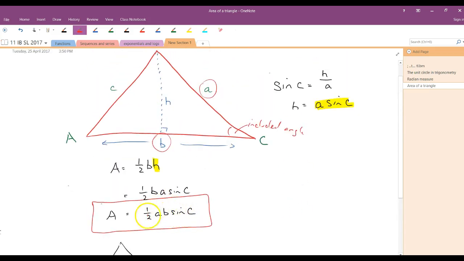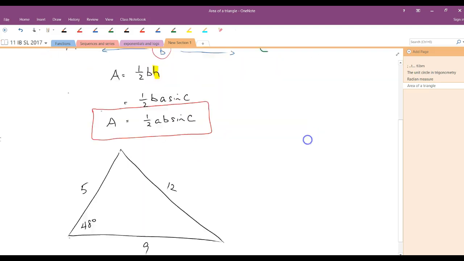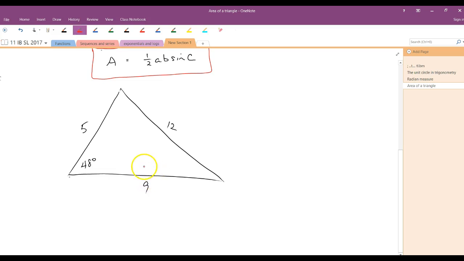This is something you're going to remember, but really, what you do want to remember is that as long as you've got two sides and the included angle, you can use this formula. And the two sides a and b are here and here, and this is my angle C. So back down to this triangle here. Now, I gave you three sides just to test that you understand which side you're going to use.